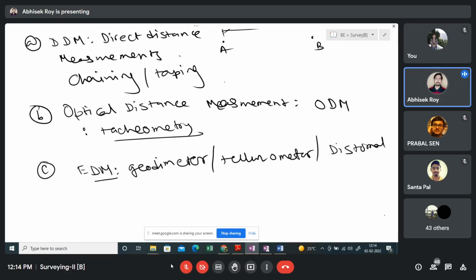Now, what is the need of EDM? That we have to understand. Because if you go for direct distance measurement, it is unsuitable for difficult terrain.